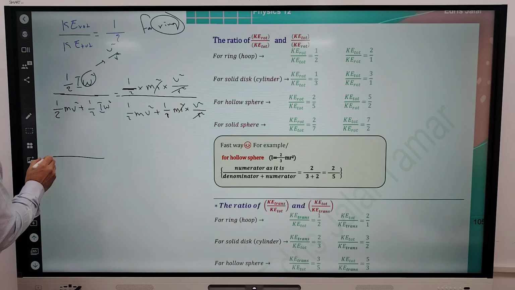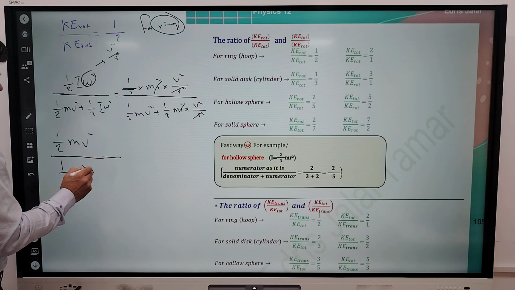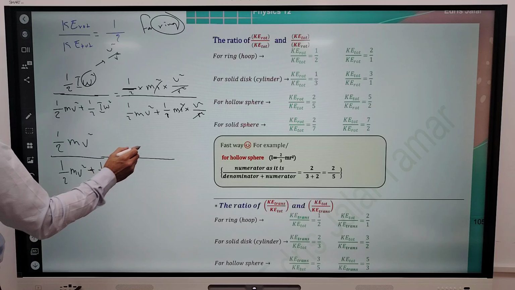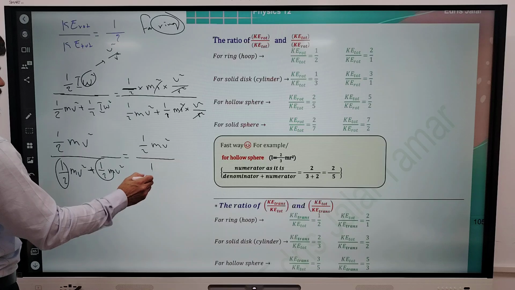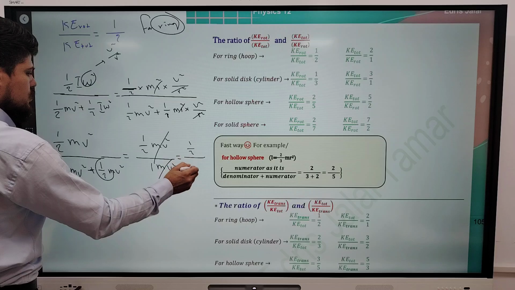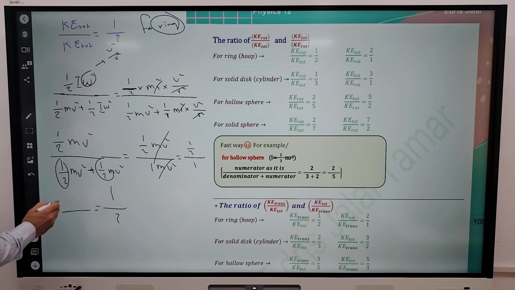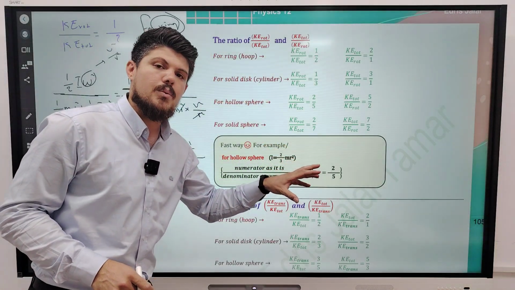R with R cancel. What remains at the numerator? 1 over 2 m v squared. At the denominator, 1 over 2 m v squared plus 1 over 2 m v squared. Okay? This is equal to 1 over 2 m v squared over what? 1 over 2 plus 1 over 2 is equal to 1, m v squared. m v squared cancel. What remains? 1 over 2 divided by 1 is equal to what? 1 over 2. So the ratio of rotational kinetic energy to total kinetic energy is equal to 1 over 2. So you can do it one by one for all shapes.